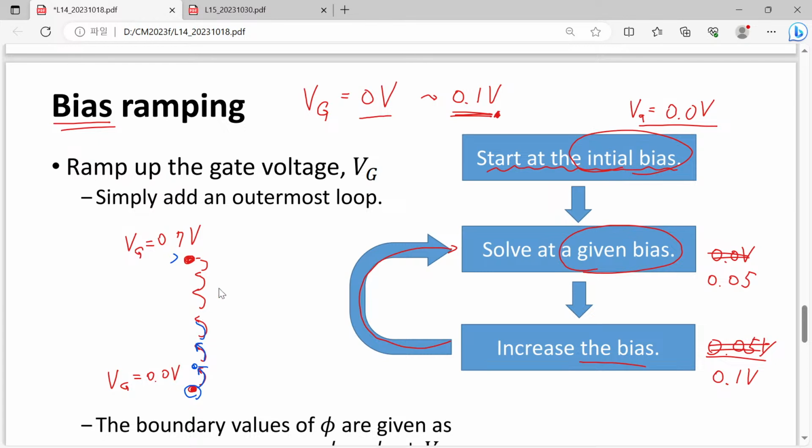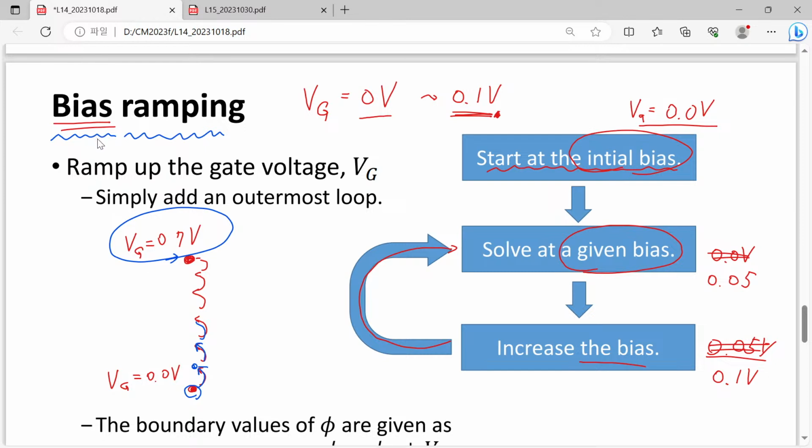So this kind of approach is typically called bias ramping. We do not rapidly increase the bias, but instead we slightly, moderately increase the bias to arrive at our desirable target value. Are you with me? It is quite a conservative way to get the solution, because if you fail during this bias ramping stage, then eventually you will get nothing.